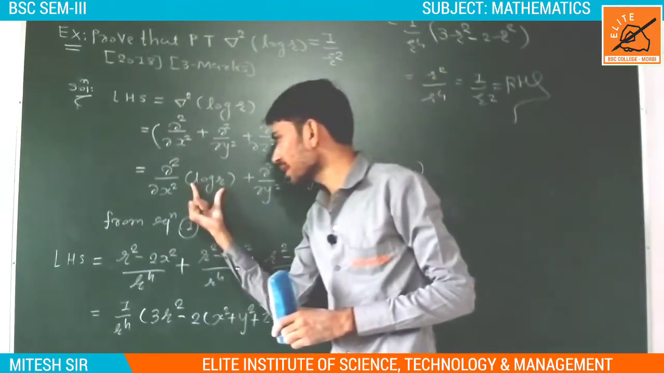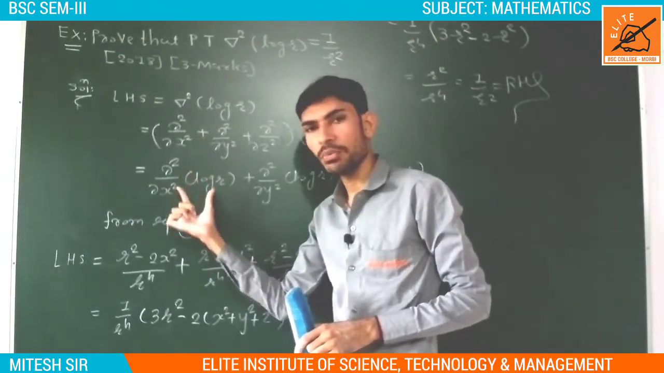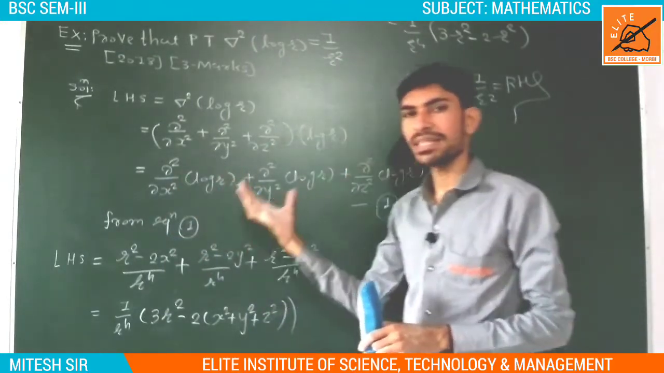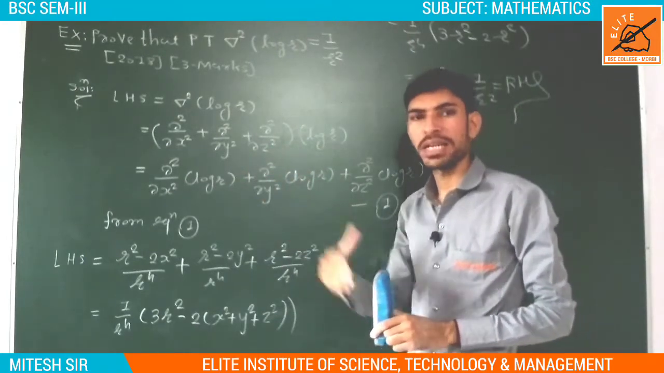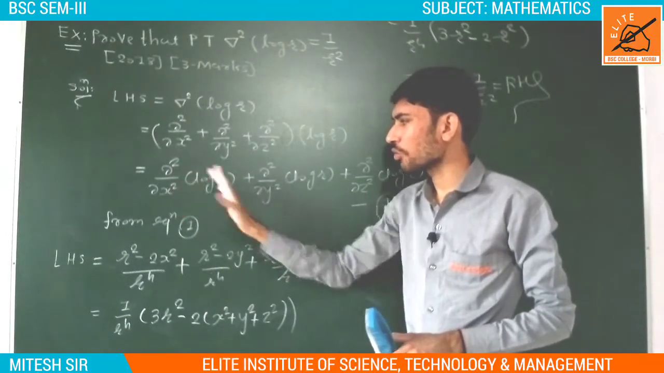Now we have to take the partial derivative of log r two times. So here we do it the first time. That means we get 1 upon r into del r by del x. So we get the answer x by r square. Again we take the partial derivative with respect to x. That means we get the value of del square upon del x square log r.